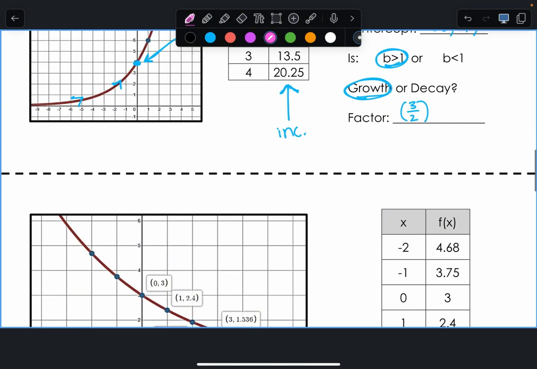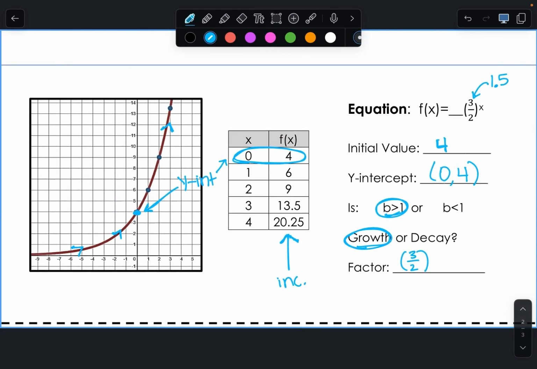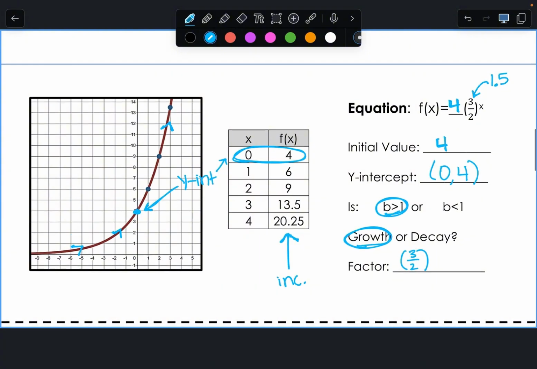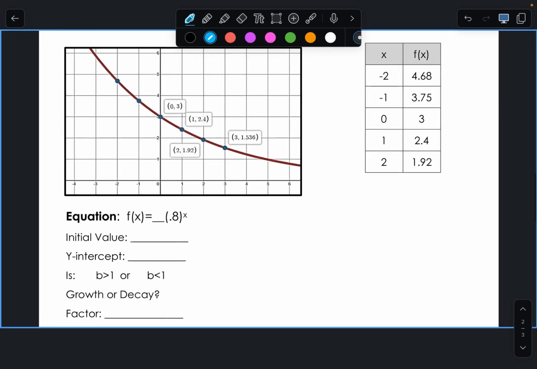Last one. Oh, wait. Go ahead and fill in your 4. Ready? Last one. What's my initial value? 3. Where do you see that? The chart and the graph. You can find it in the table. It's labeled on the graph.